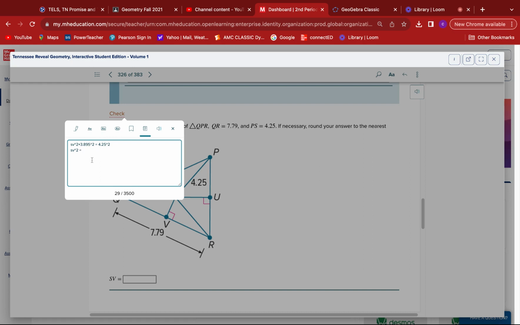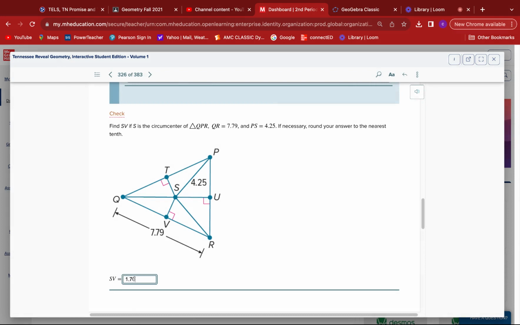I'll let my calculator do the nasty work. So 4.25 squared minus 3.895 squared is 2.891475. So I did that on my calculator. Now the opposite of squaring is a square root. So SV squared, square rooted, just leaves SV. And I'm going to square root the 2.89, and it looks like my SV final answer, rounding to the 100th because that's what they've been doing, is 1.70. All right, so SV, everybody, 1.70.